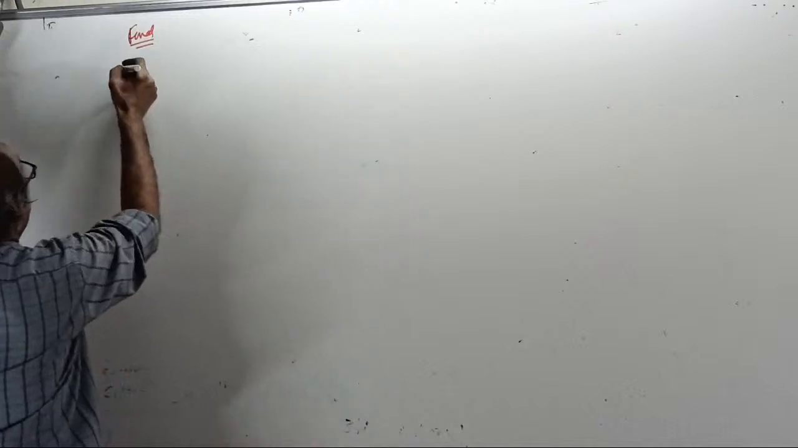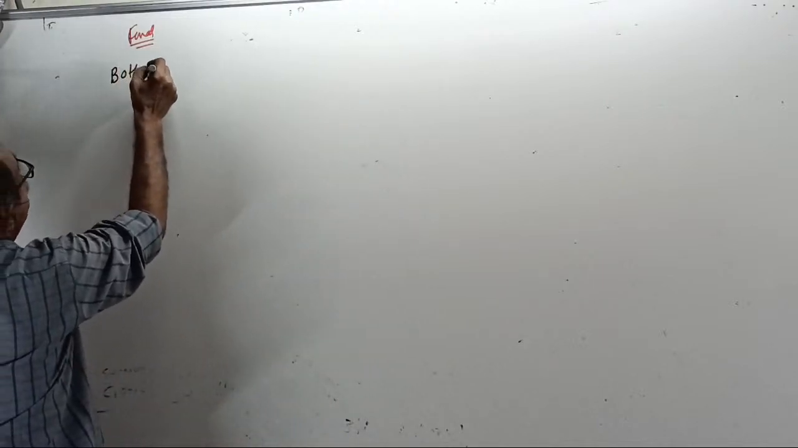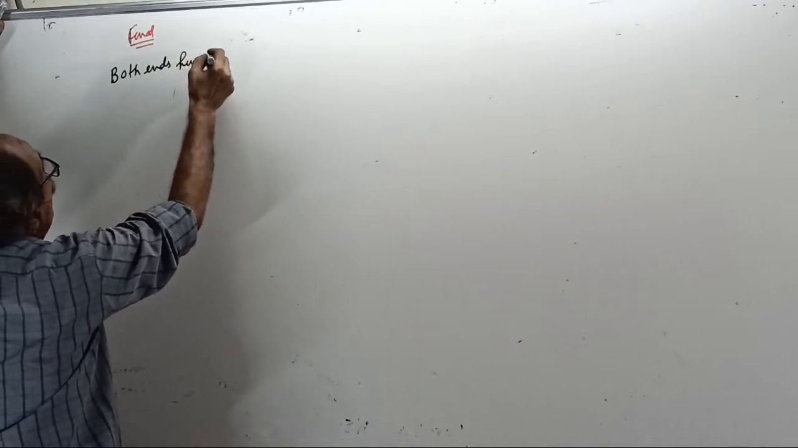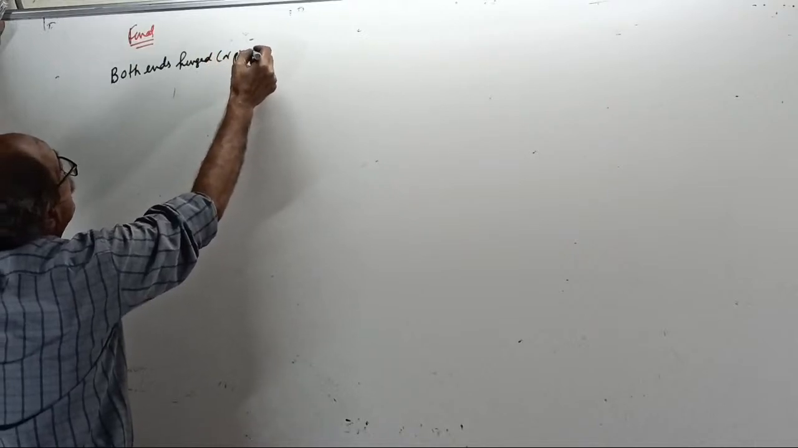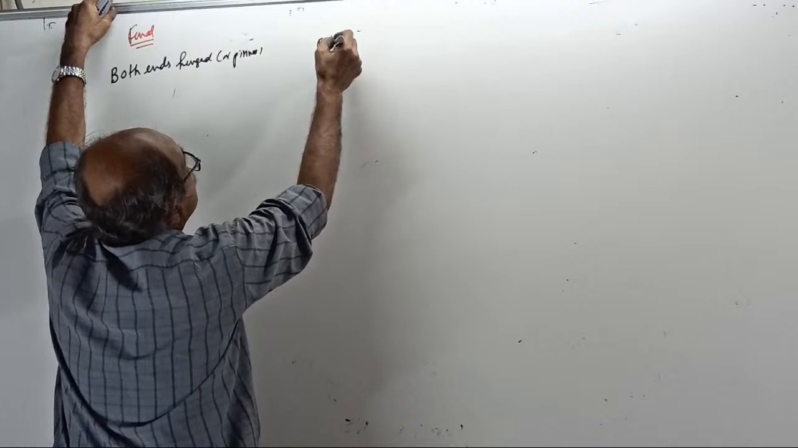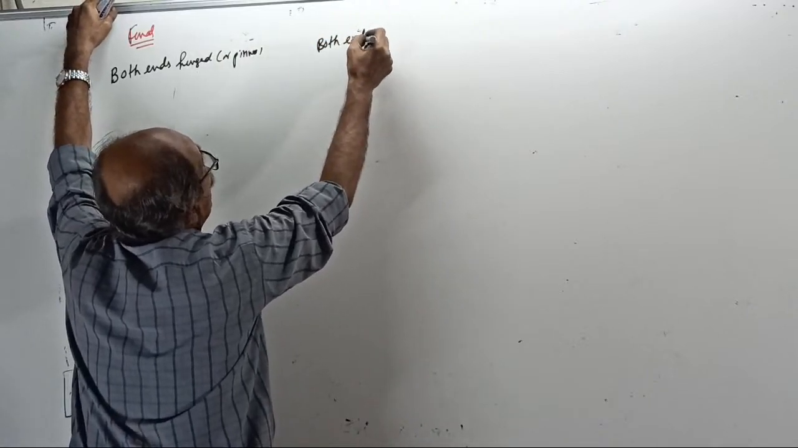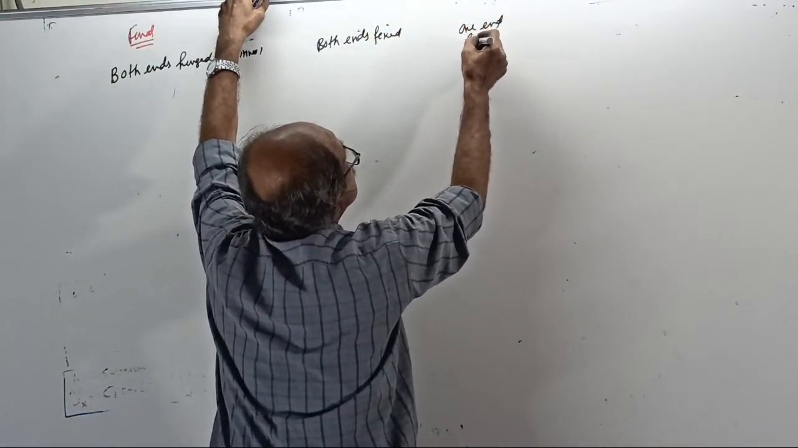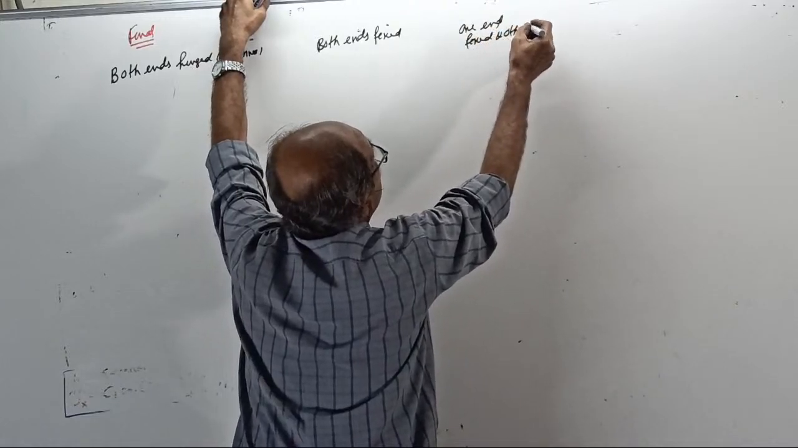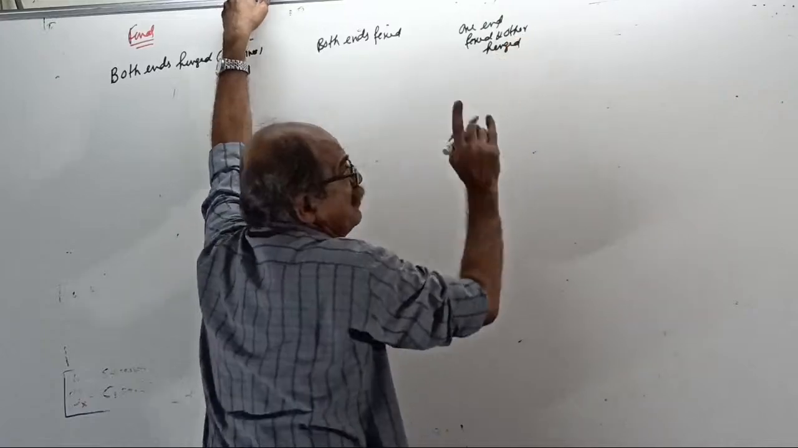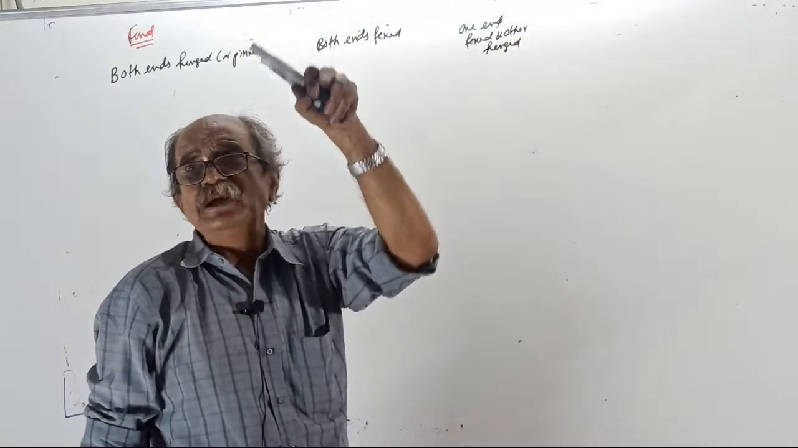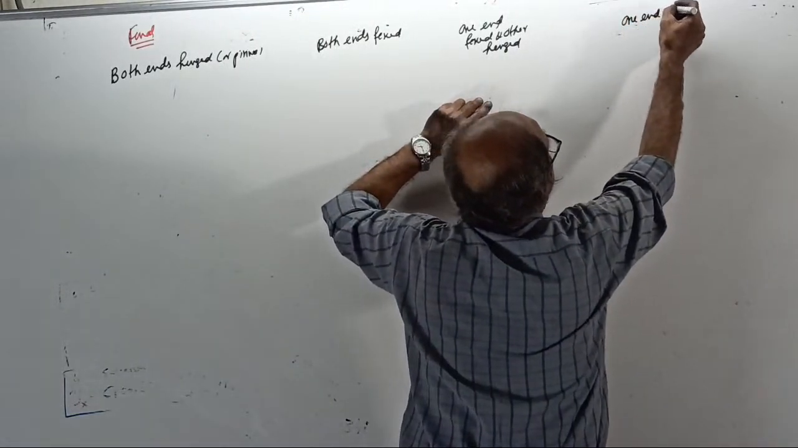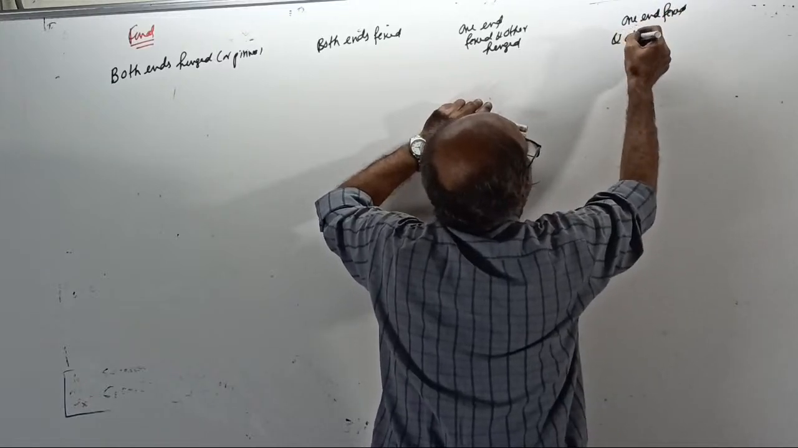See, I will write here: both ends pinned, both ends hinged. You can write either hinged or pinned. Next, both ends fixed. Don't put case number. Both ends fixed. Next, one end fixed and other pinned, other hinged. Actually, next time I will write this on the board before the class so that I can explain. Lastly, one end fixed and other end free.